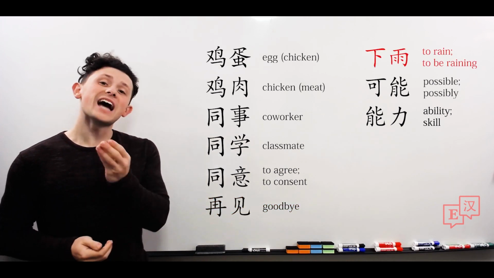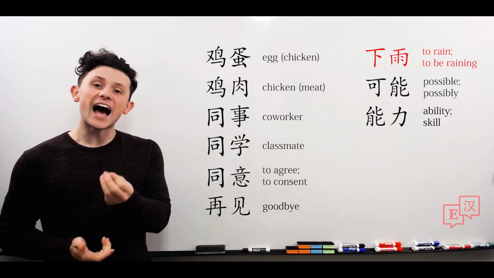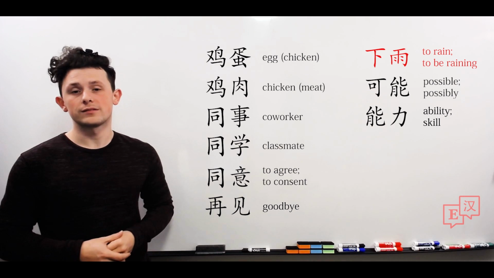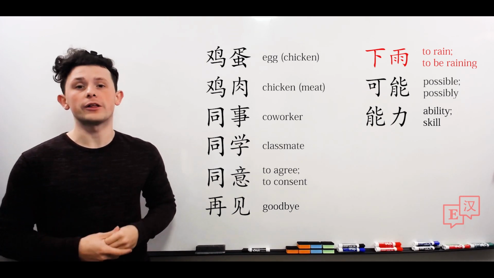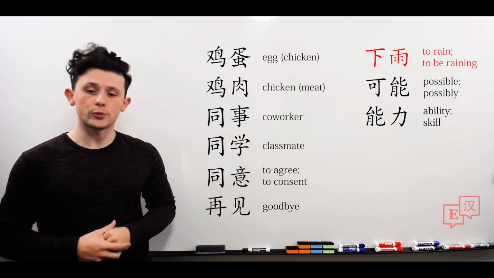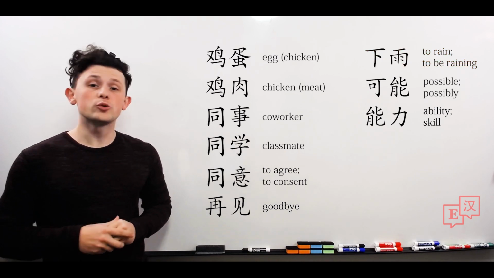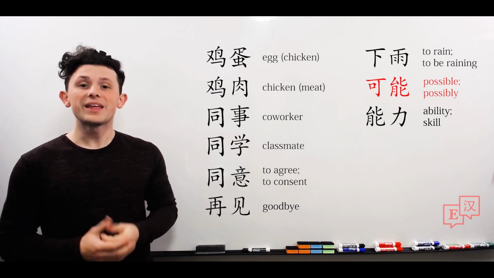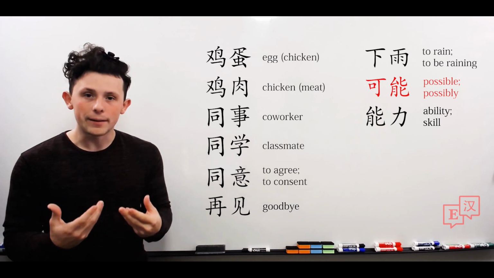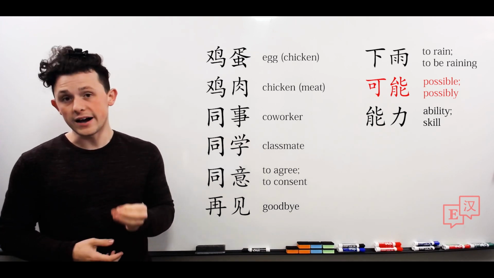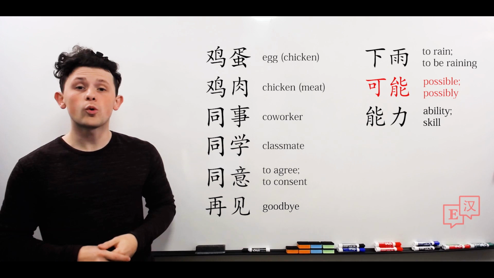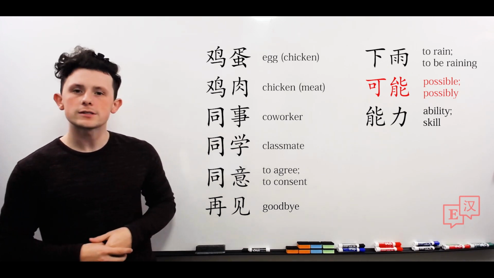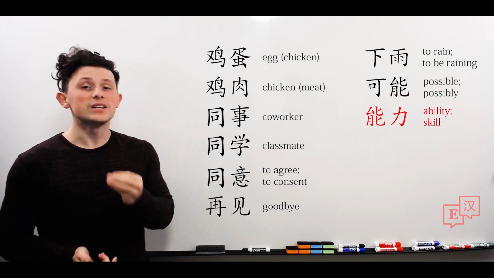Next, we have 下雨, which literally means falling rain. In other words, the action of the rain falling, or it is raining. We will say 下雨. Now, the last two use 能. Our first is 可能. And this simply means possible. 可能. Possible or probable. We'll use this with anything that relates to the probability of an occurrence. And last, we have 能力.